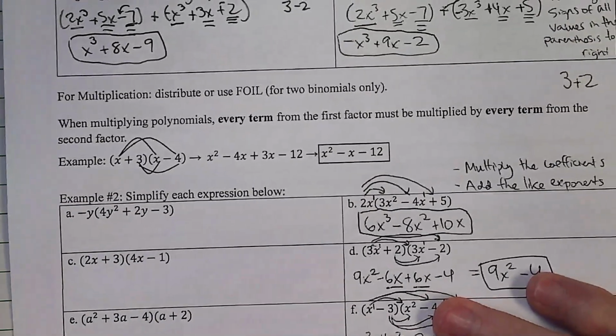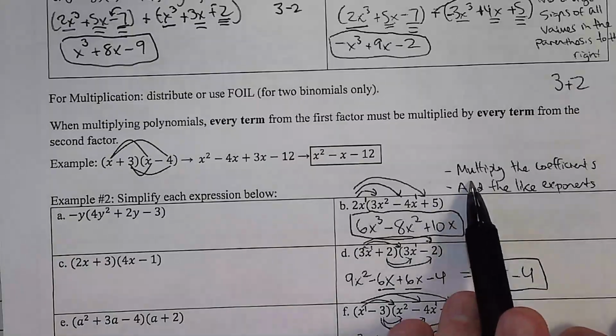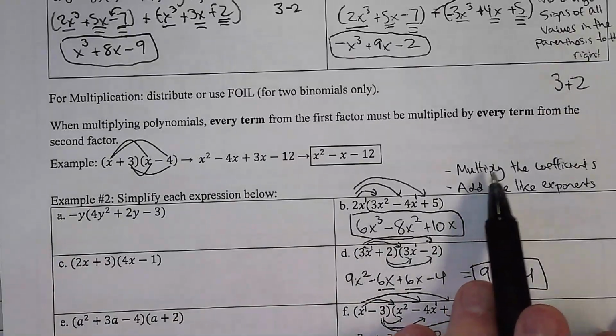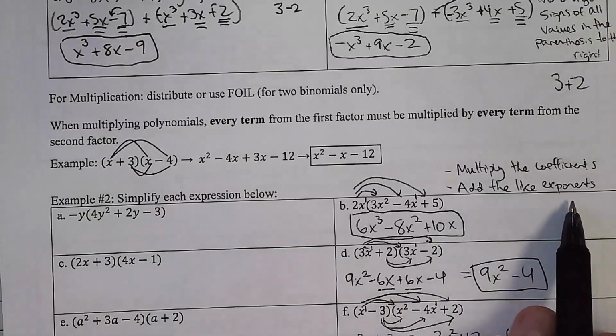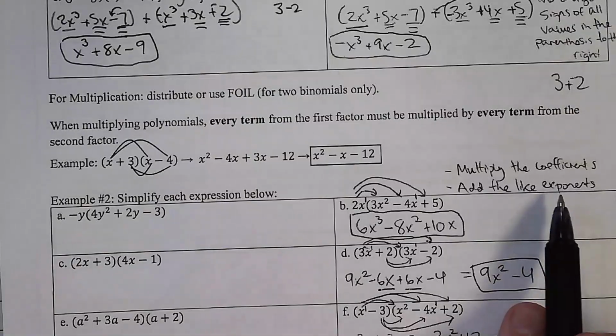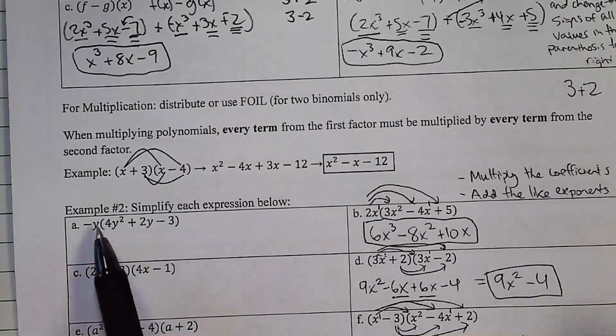Now, when you go to multiplying, here's the trick. Keep note of this right here. You multiply the coefficients, the numbers in front, and you add the like exponents. So my first piece of advice is to give everything an exponent that hasn't got one.